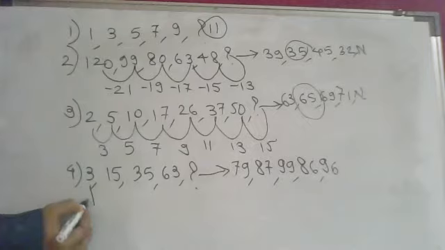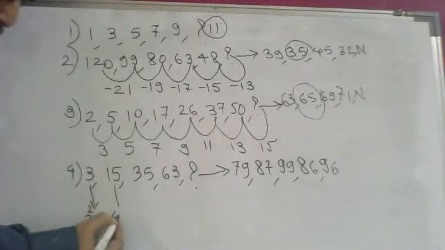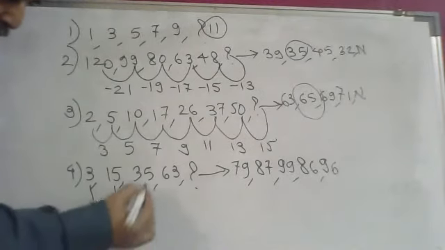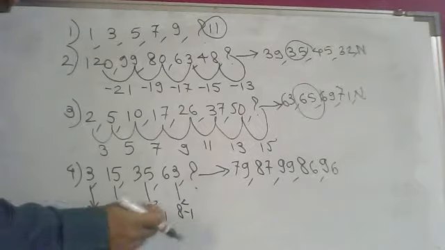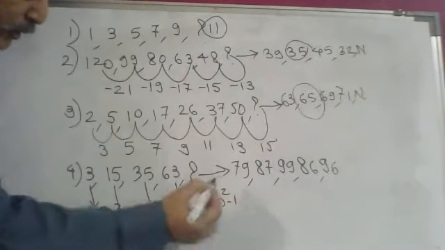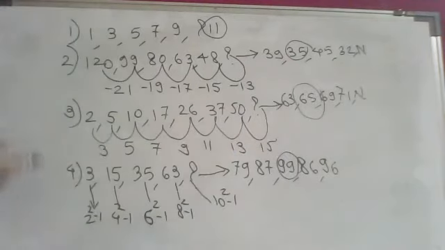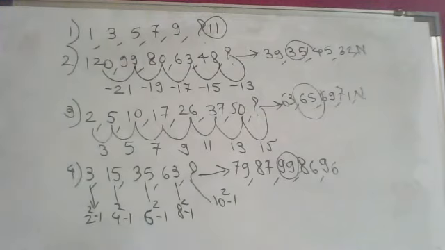This is again a difference. Instead of taking differences, we can say 2 square minus 1, 4 square minus 1, 6 square minus 1, 8 square minus 1. So definitely 2, 4, 6, 8. The next number has to be 10 square minus 1, and that is 99. If you use the logic of difference, you will get the same answer, that is 99.